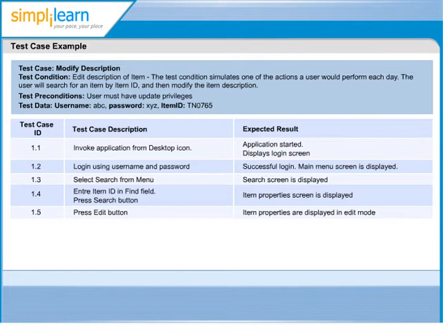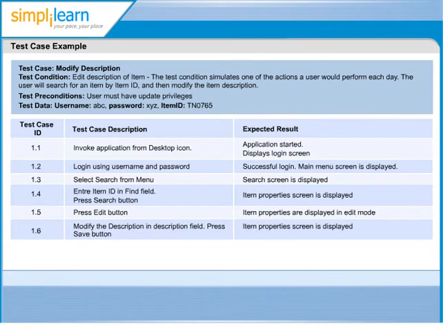The user clicks on edit button in step 5. We have item properties screen displayed in edit mode as the expected result. The user modifies the text in description field and presses the save button in step 6. Expected result is to get item properties screen displayed. Step 7 is to press main menu button and the expected result is to have main menu screen displayed.